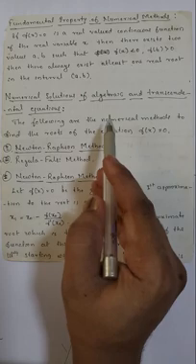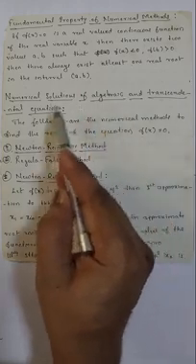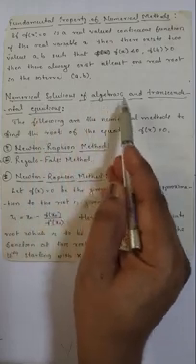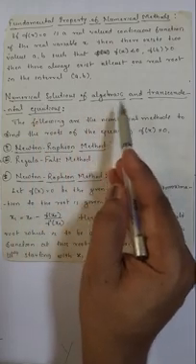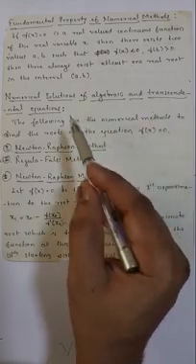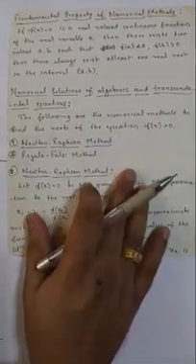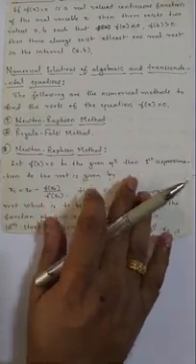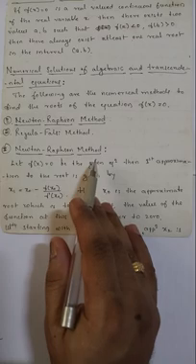In the previous video we discussed in what cases we apply the numerical methods to find the solution of algebraic or polynomial and transcendental equations. That all we discussed in the previous video. Now we discuss the first numerical method called Newton-Raphson method.